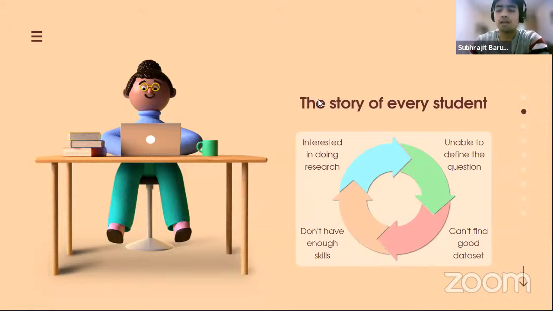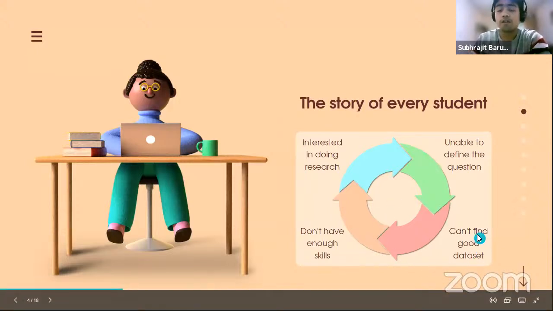So what are these barriers? Well, sometimes we are unable to define a proper research question which is of relevance and which would be appreciated by the scientific community, because the scientific community is so dynamic. It keeps on changing every day. So maybe we are not able to define the question as required.